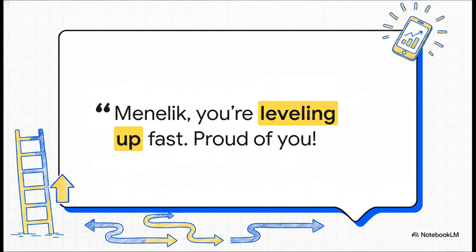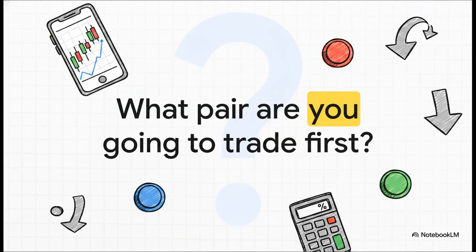I really want to echo this awesome, encouraging message from our original source text. Menelik, you're leveling up fast. Proud of you. And honestly, the exact same goes for you. By understanding these exact button sequences, you have rapidly leveled up your capabilities as a mobile trader. The app confusion, it's gone, completely replaced by a structured, step-by-step process. So let me leave you with this final thought. You've got the steps down, you know exactly what those red, blue, and green lines mean, and you've got that 1% risk math in your back pocket to keep your account safe. The app mechanics, they are literally no longer standing in your way.